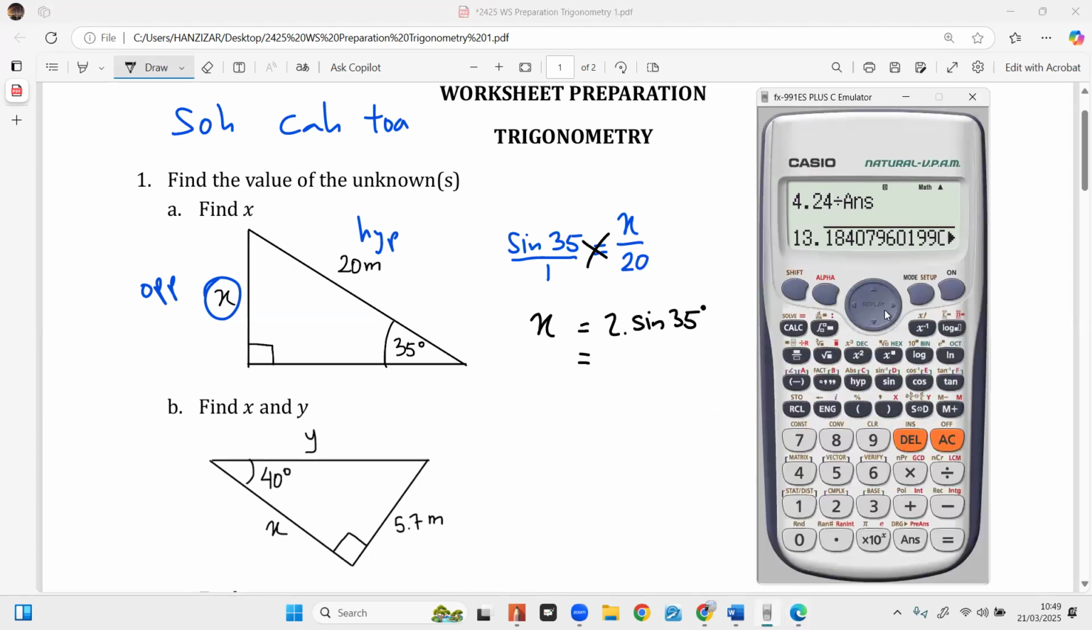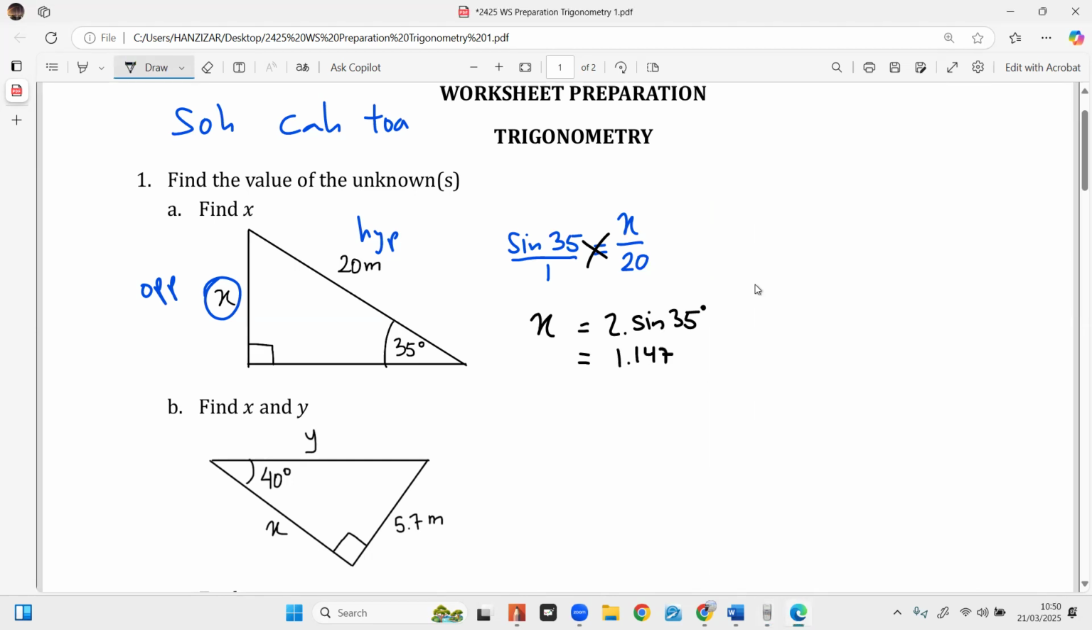Yep, 11.47. Make sure that the mode is in degrees, right? 11.47. In the IGCSE standard, you can put 11.5 because it is 3 significant figures. Okay, we had a mistake in the first question, but still doable, right? Still easy. We use the sine rule.